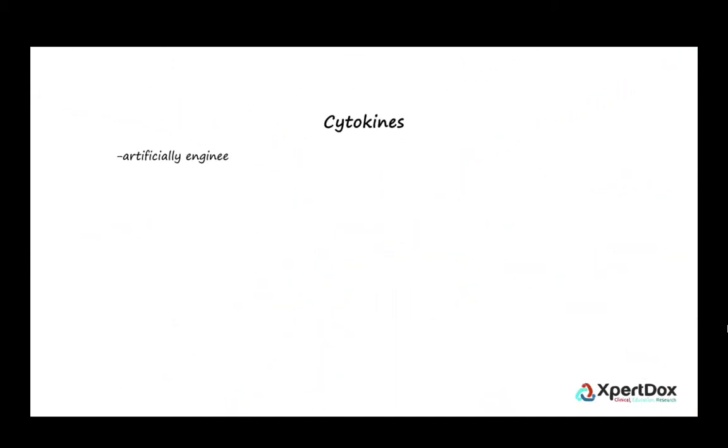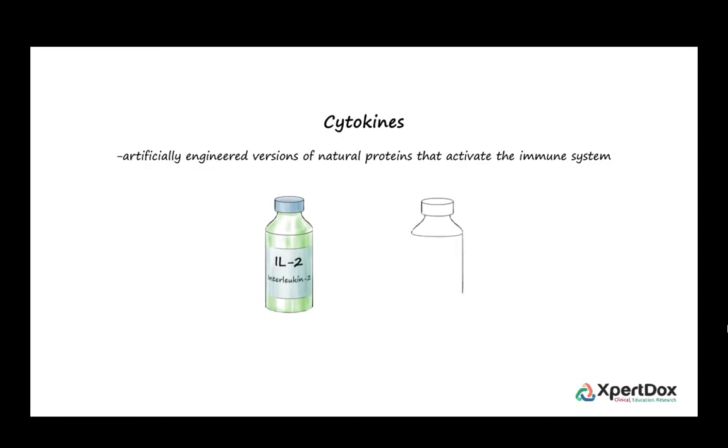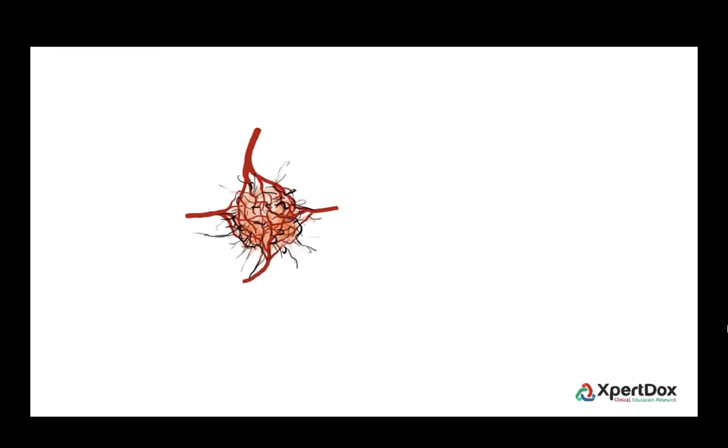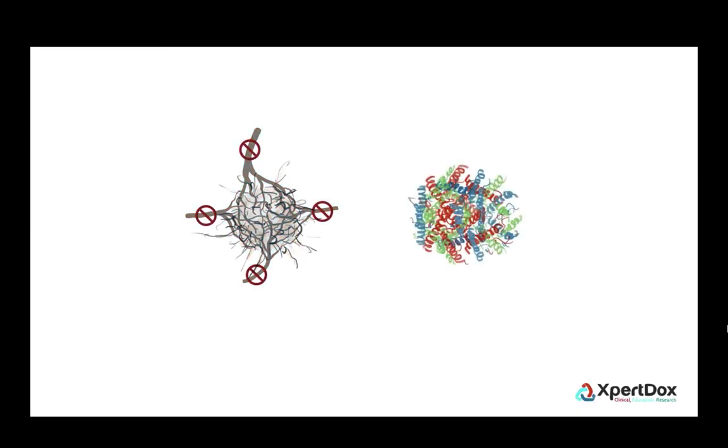Cytokines are artificially engineered versions of natural proteins that activate the immune system, and the ones most often used to treat kidney cancer are interleukin-2 and interferon alpha. Targeted therapy works by blocking growth of the new blood vessels that nourish cancer cells, or by blocking important proteins in cancer cells that help them grow, or both.